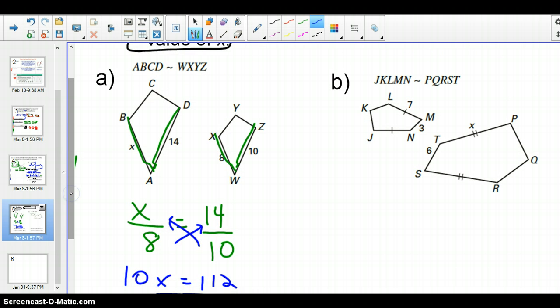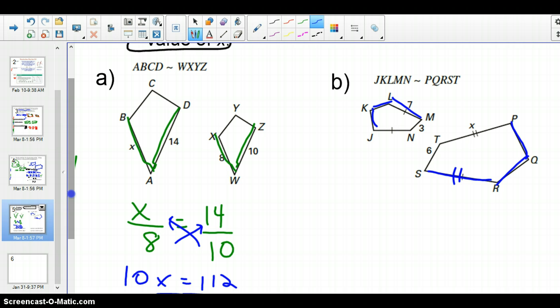All right, let's look at this one. This one's a little bit trickier. Okay, so they tell you that JK, whoops, that's not JK. JK is proportional to the length PQ. We're going to go through this. And then KL is the next side length, which is QR. And then LM, okay, here they tell you LM is 7, and then RS is just this marking.